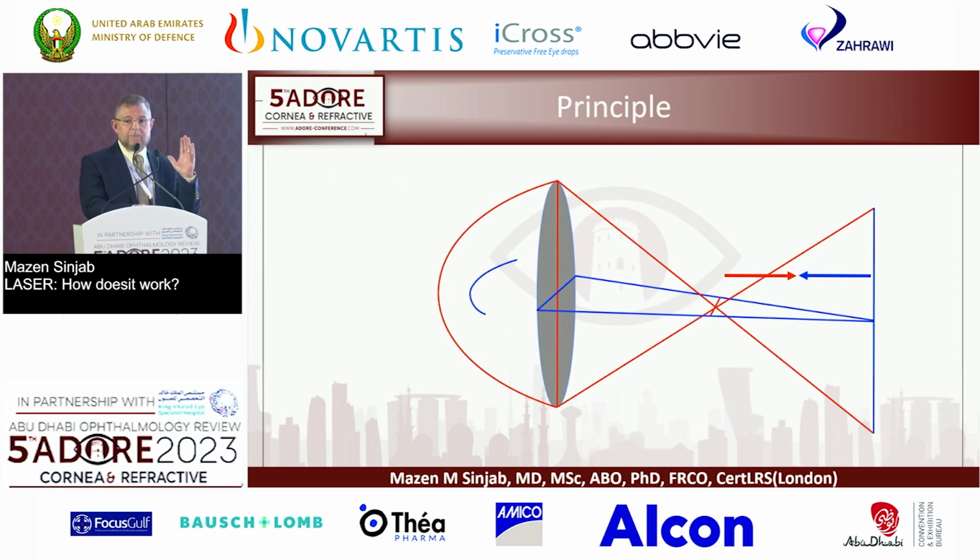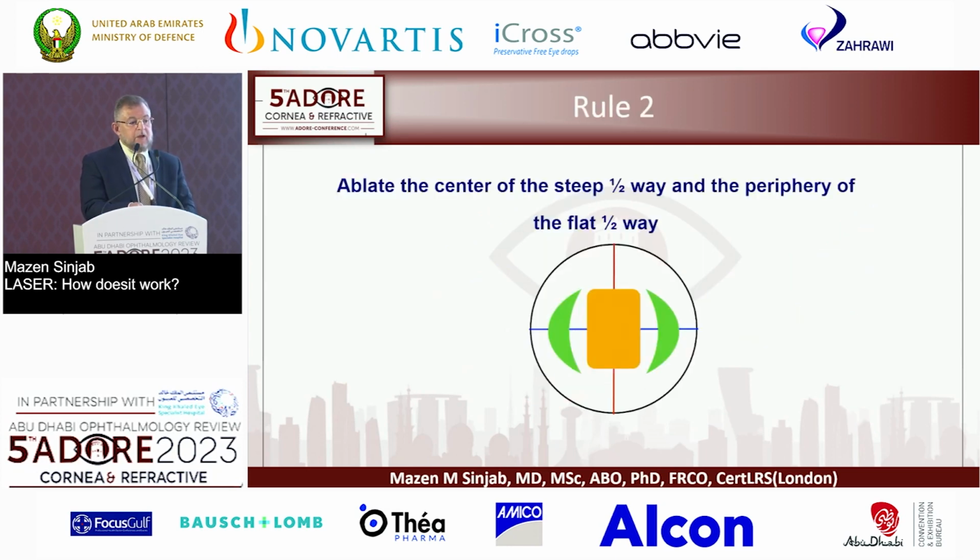The laser will ablate the steep axis centrally in order to push it halfway, and the periphery of the flat axis in order to steepen it halfway. So halfway, in order to save tissue as much as possible. So the rule here is to ablate the center of the steep halfway and the periphery of the flat halfway.